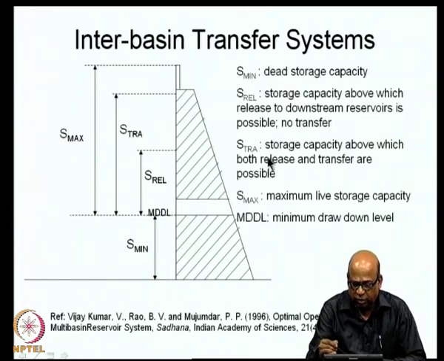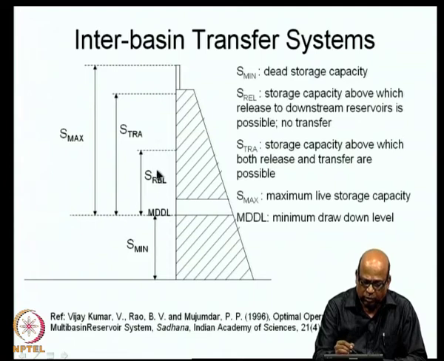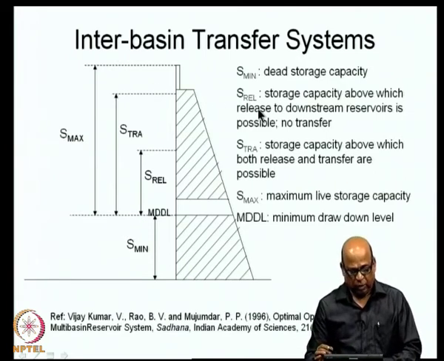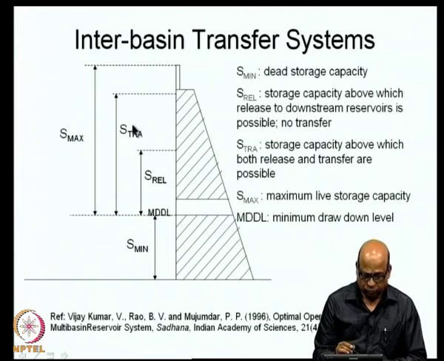This is STRA. STRA is the storage capacity above which both release and transfer are possible. Which means you make the release, you make its own diversion for the demand, and still you are above this, then transfer to another reservoir is possible. Now, the question is, what should these levels be? STRA, SREL, what should these levels be is the question.